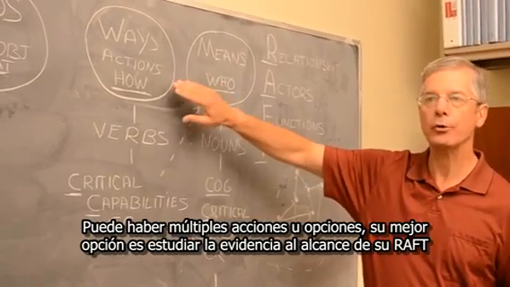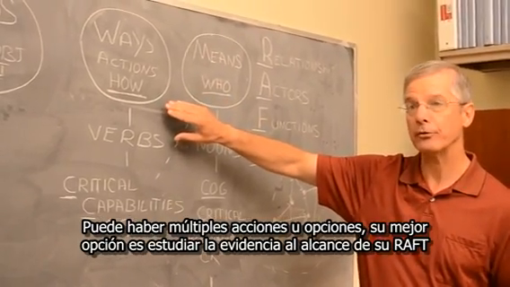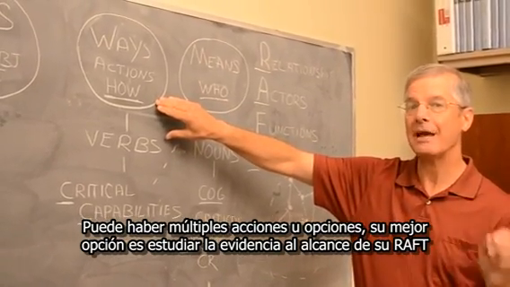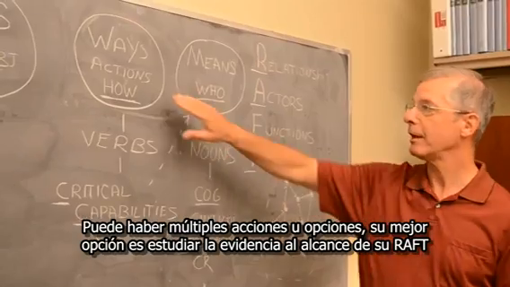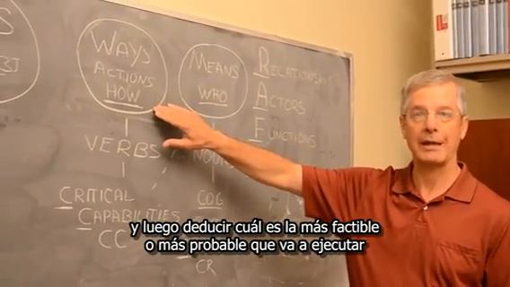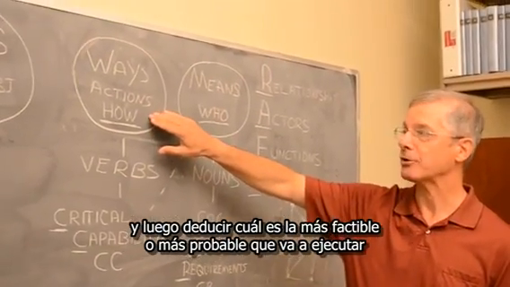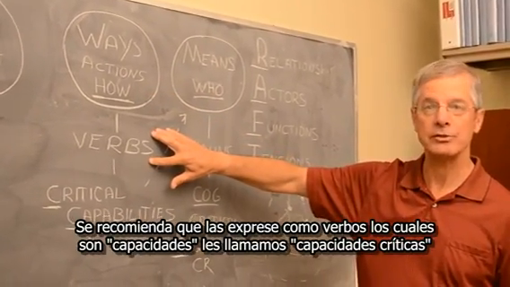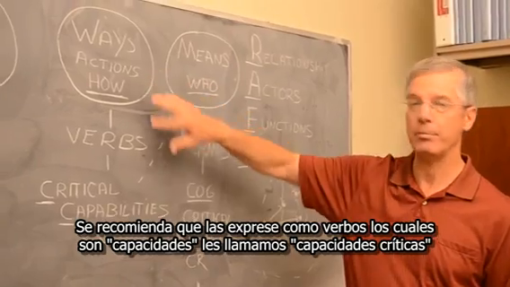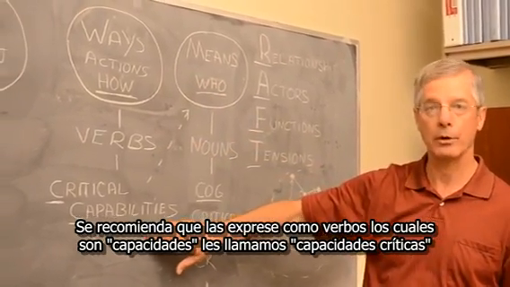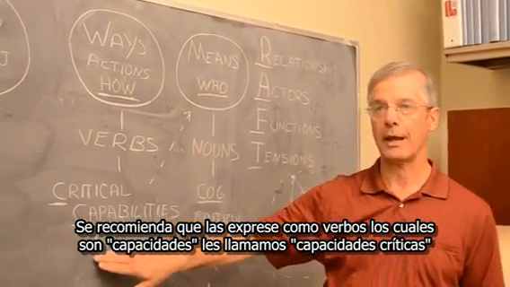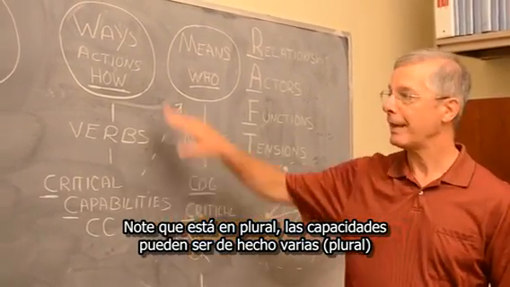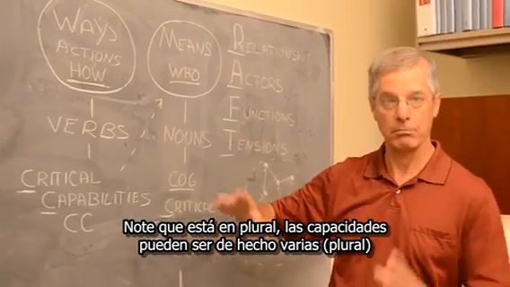Now, there may be multiple actions or options. Your best option is then to study the evidence at hand from your RAF and figure out what is the most likely or most probable action it's going to take. Now, it's recommended that you express these as verbs. Again, these are capabilities, and we will call them critical capabilities, in shorthand CC. Notice this is plural. The capabilities can, in fact, be plural.